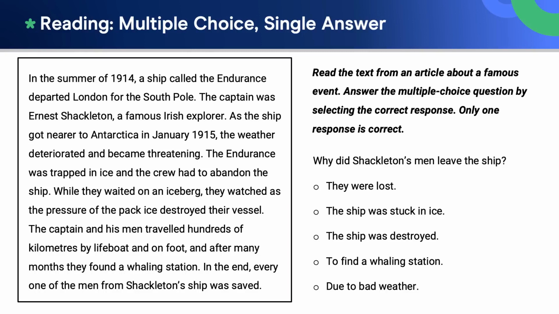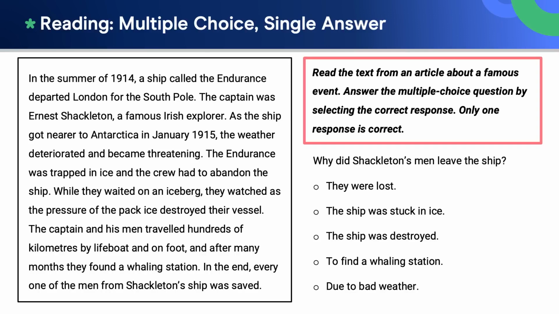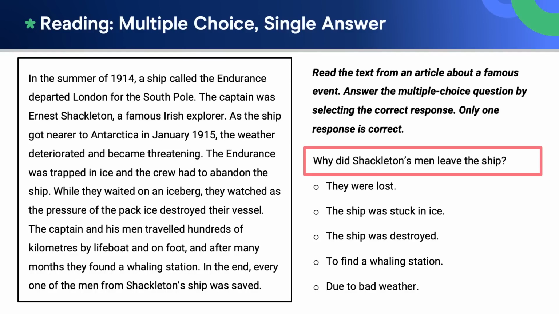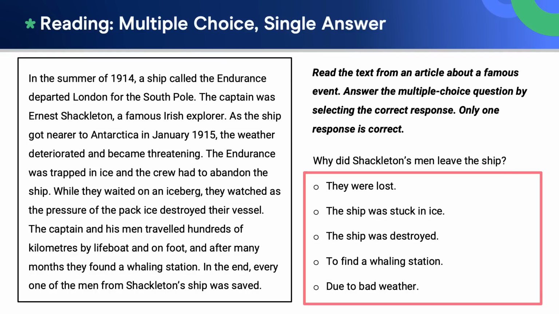Here's what it looks like. You can see the reading text on the left and the instructions and question on the right. In the instructions, it tells you only one response is correct. Below the instructions is the task question, and under that are 5 options. Make sure you read the question carefully to understand what kind of information you need to find.